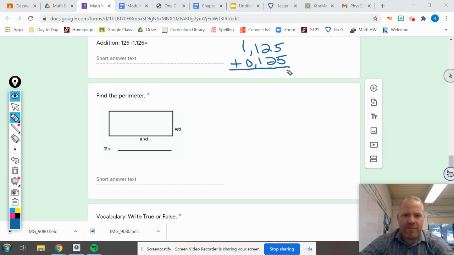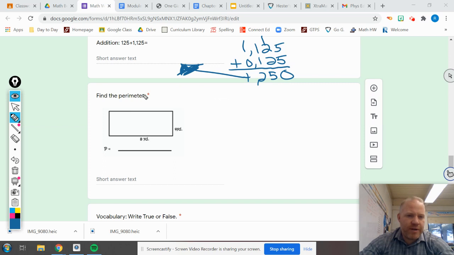So I have 5 plus 5 is 10, carry the 1. 2 plus 2 is 4 plus 1 is 5. 1 plus 1, and then 1 plus 0. So as you can see, I have a final answer. I'm going to put it in the box.